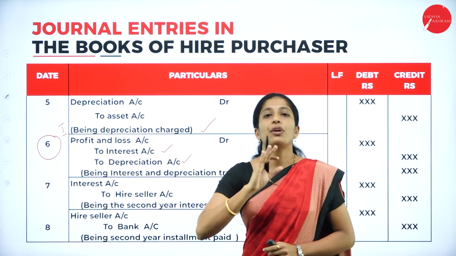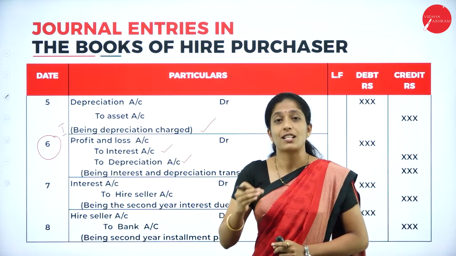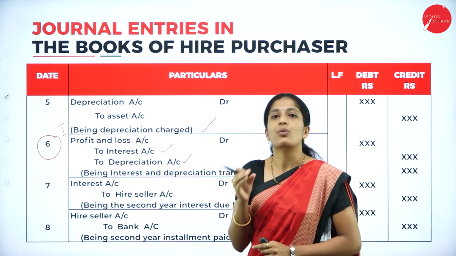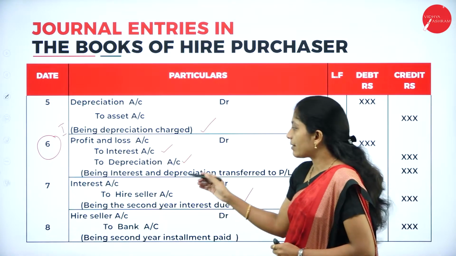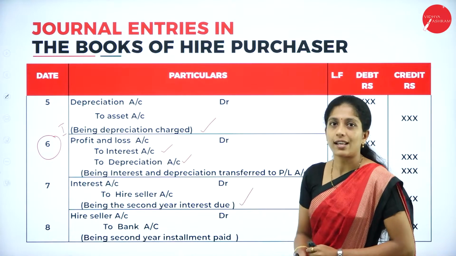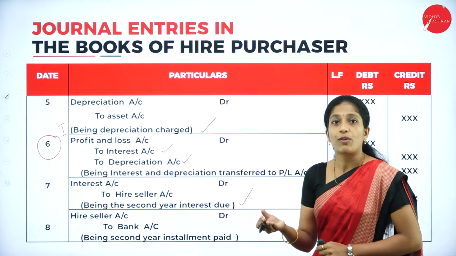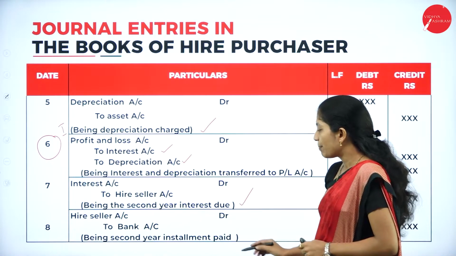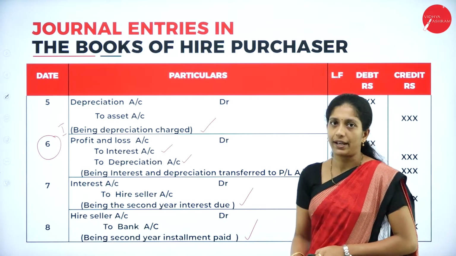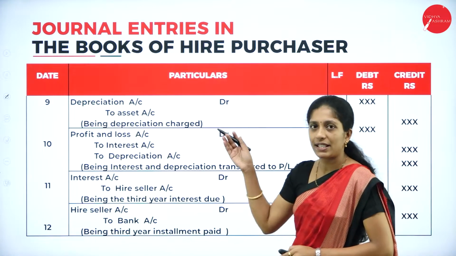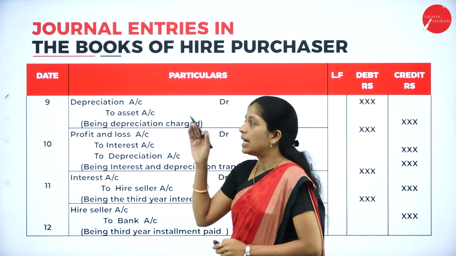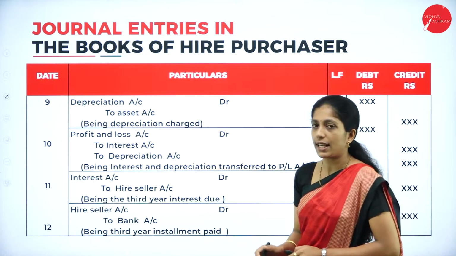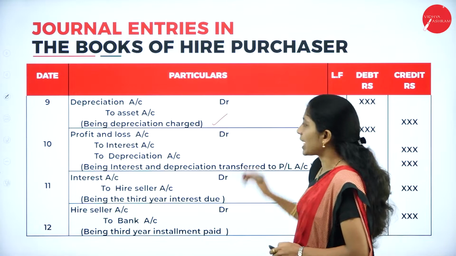In the second year, you are not going to record the asset purchased as well as the down payment. You will start with interest due. So the entry will be interest account debit to hire seller account. Next entry is for what? Installment paid. So hire seller account debit to bank account being second year installment paid. And the third entry is for charging depreciation: depreciation account debit to asset account being depreciation charged.